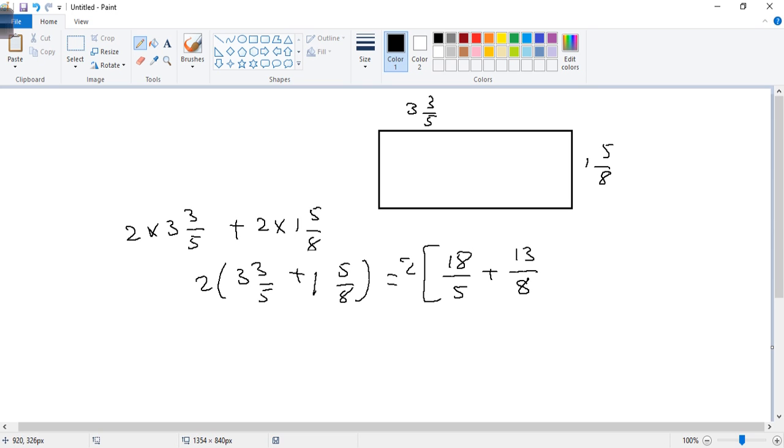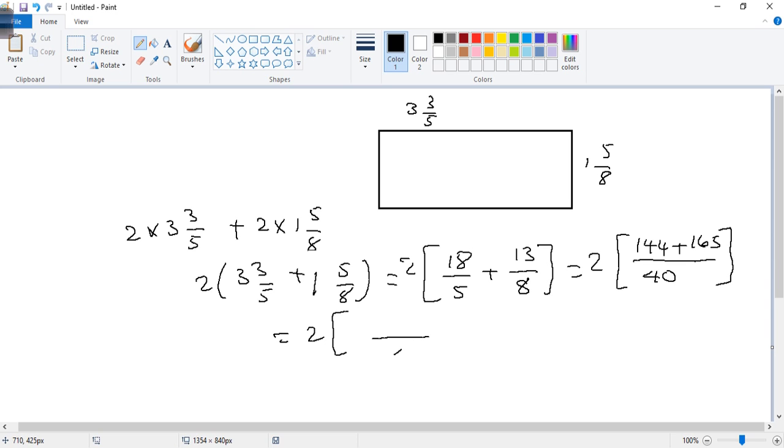What is the common denominator between 5 and 8? It will be 40. 40 divided by 5 is 8. 8 times 18 is 80 and 64, it will be 144, plus 40 divided by 8, 5 times 13, 65. So it is 209.